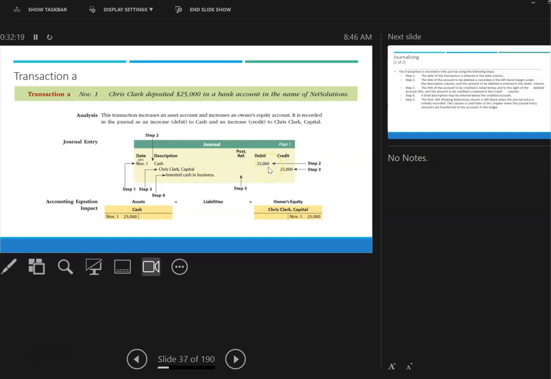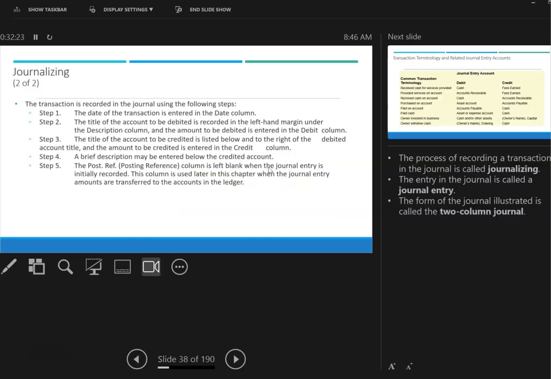Any questions? Kind of making sense? Next, the transactions recorded in the journal showing the date of the transaction, the title of the account we debit, and then we show the title of the account we credit, and then we show the amounts, and we show a brief description.